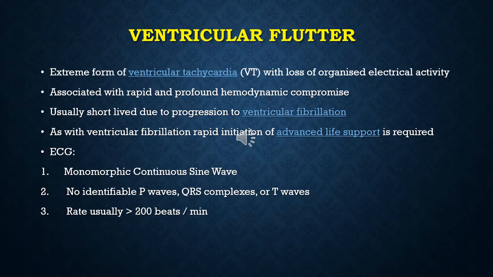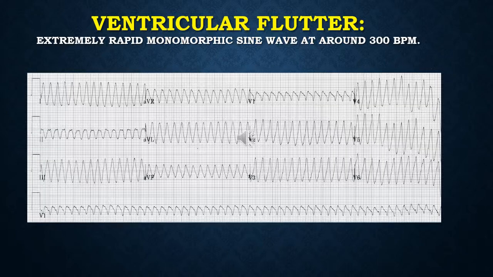Monomorphic continuous sine wave, no identifiable P wave, no identifiable QRS complex or T wave. Heart rate is more than 200 beats per minute. This is the ECG of a case of ventricular flutter. As I said before, it's a transient stage between ventricular tachycardia and ventricular fibrillation. Here the heart rate is more than 300 beats per minute. We have a wide QRS complex in all the ECG. Here the patient is hemodynamically unstable and the treatment is by DC shock and start CPR.